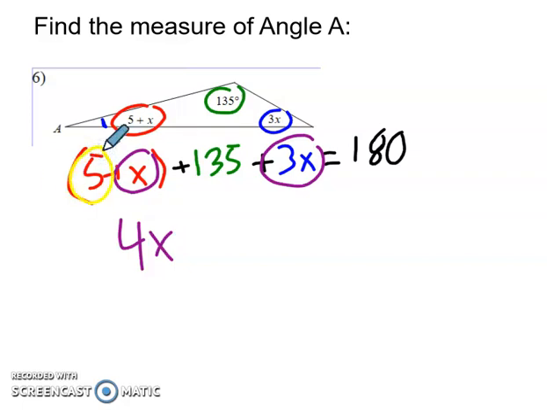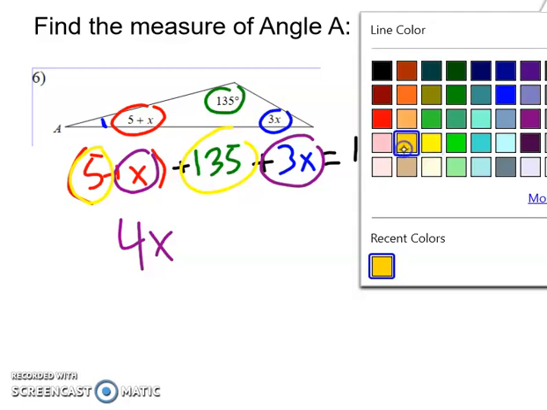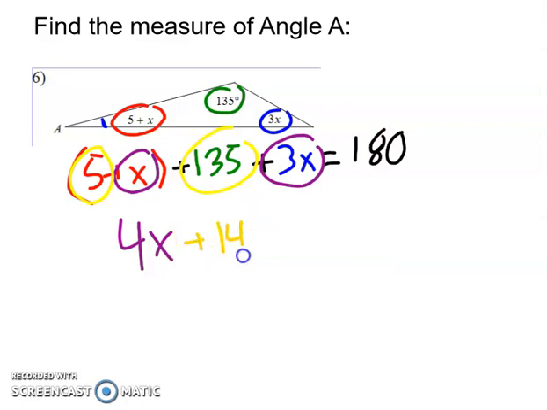Now we're going to add 5 and 135. That's going to be 140. I'm going to erase that and change that color. Whoopsie daisy. All right, let's go to our palette. Ooh, nice corn color. That's better. All right, 140. Beautiful. Is equal to 180.